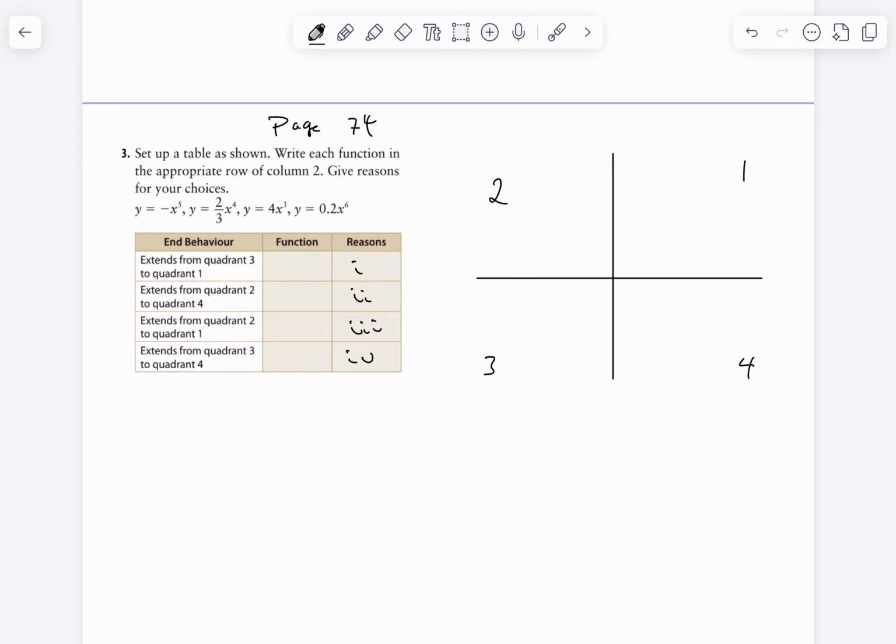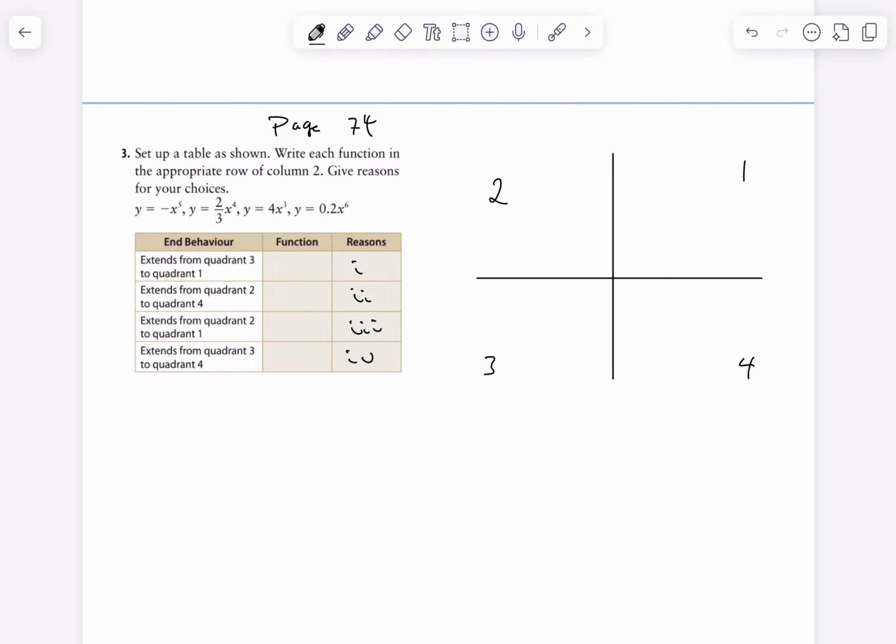All right, so this is number 3 from your review on page 74. And so what this one's asking us to do is just kind of set up a table. And I drew a little quad, like a Cartesian grid, and just numbered the quadrants 1, 2, 3, 4. And so what we're looking to do is match what they're asking for from the end behavior to which of the functions fit that above, okay?